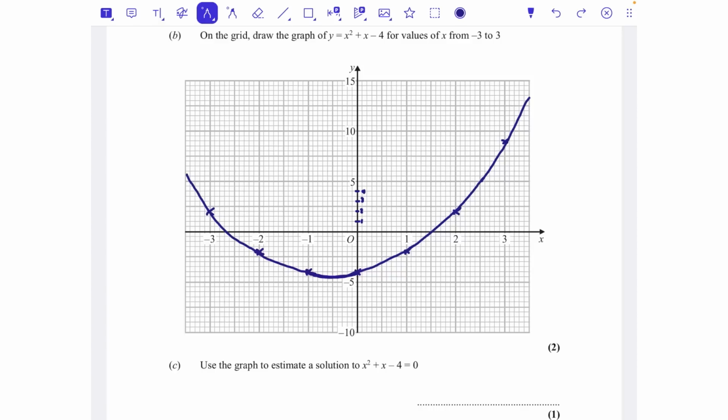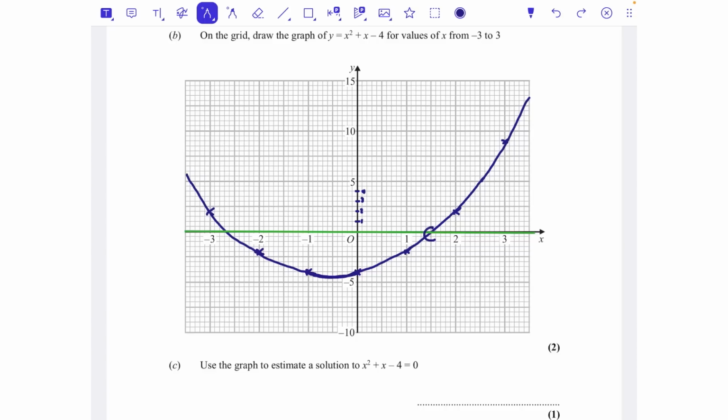And it then says, use your graph to estimate a solution to when that quadratic equals 0. So they're essentially asking us for the roots. They're saying, when does it equal 0, which is when it crosses the x-axis. If they asked you when it equaled 5, you'd need to draw a line going across at 5. If they asked you when it equaled -2, you'd draw a line going across at -2 and just look at where it crossed that line. But here they've just said, when does it equal 0?